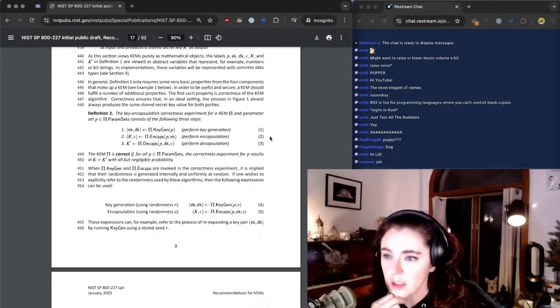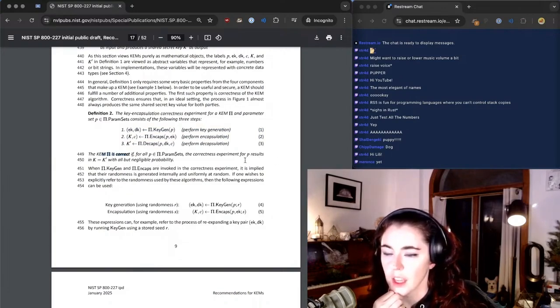Correctness shows that in the ideal setting, the process in figure 1 almost always produces the same key for both parties. Definition, experiment for correctness. Nice. Yep. A KEM is correct if for all P in the possible parameter sets, the correctness experiment for P results in K equals K prime with all but negligible probability.